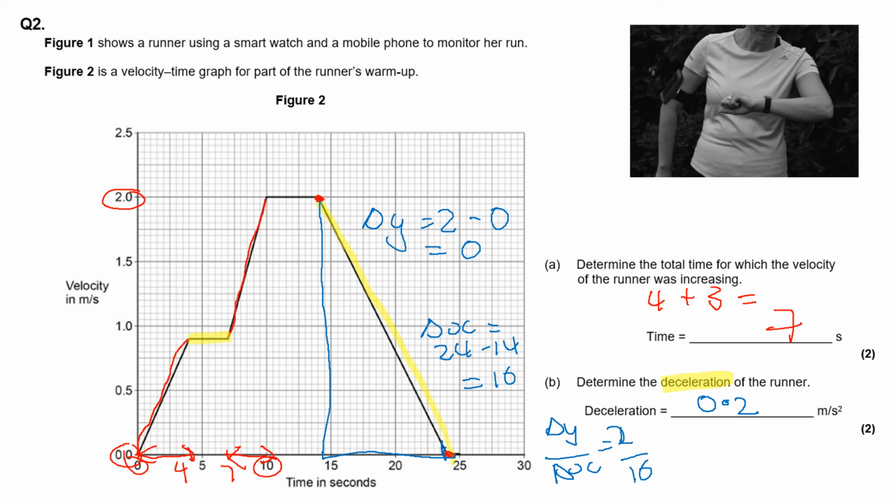If we looked at change in velocity divided by change in time, then the change in velocity is still 2 and the change in time is still 10.